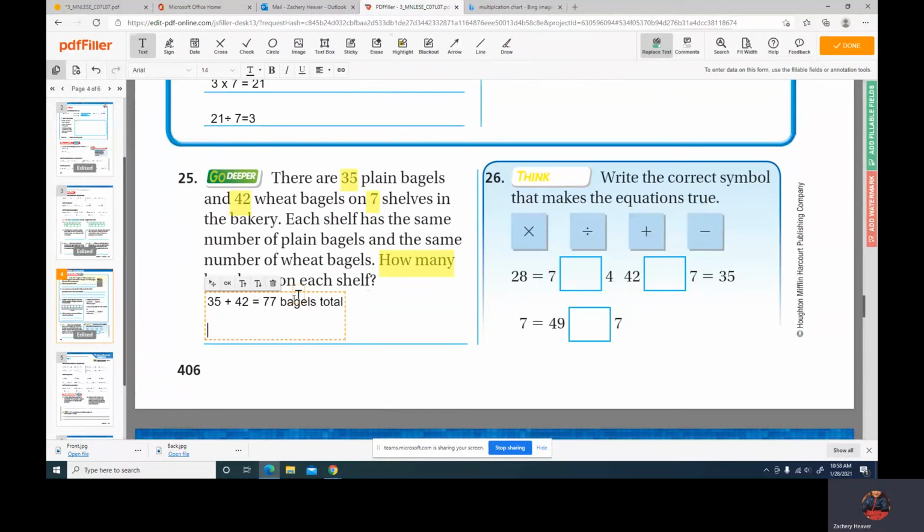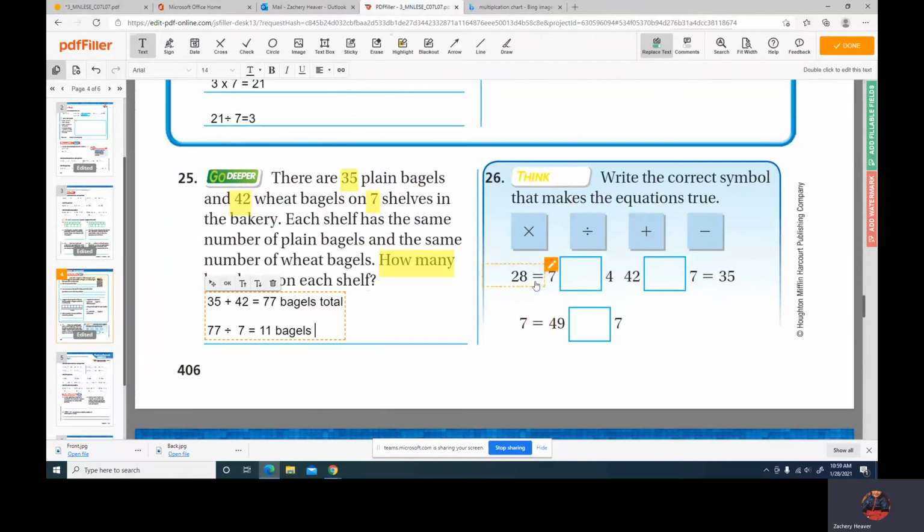Now that we have 77, we know that they're on 7 shelves, so it's going to be 77 divided by 7, which equals 11 bagels on each shelf. We just say 11 bagels. That's the final answer. 77 divided by 7 equals 11.